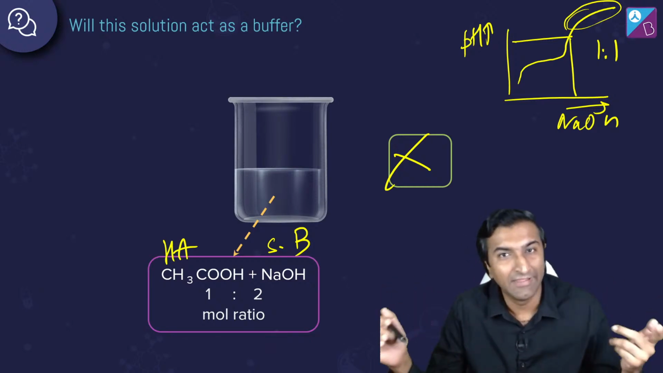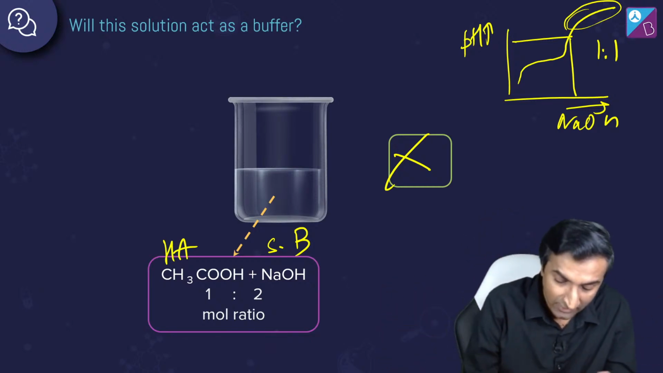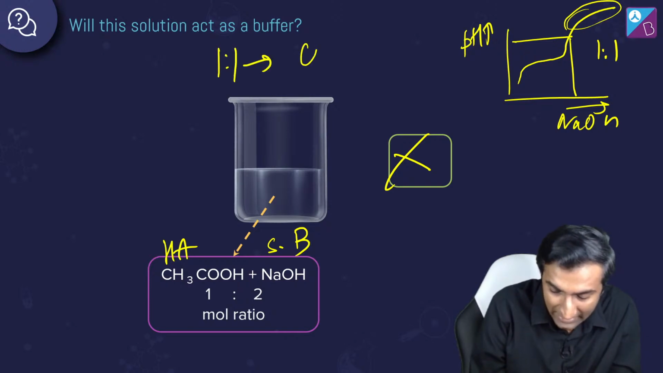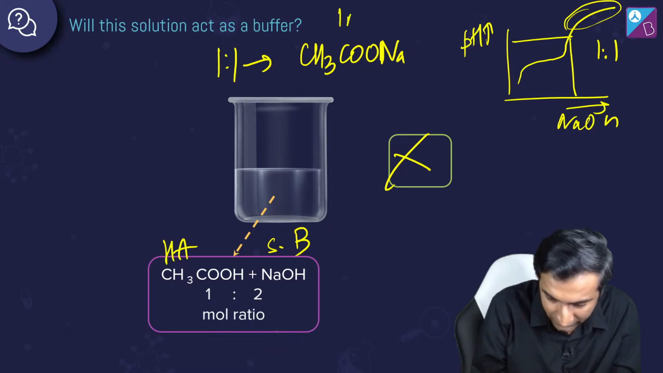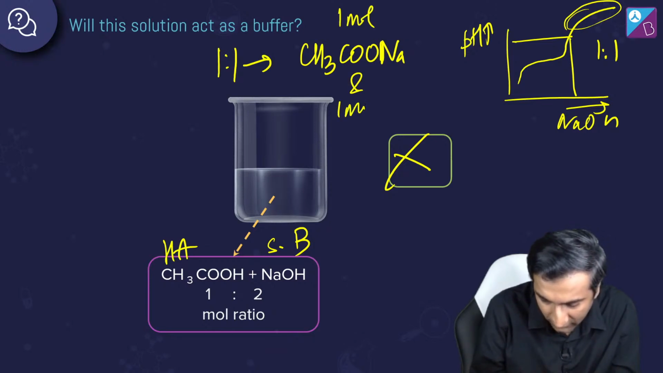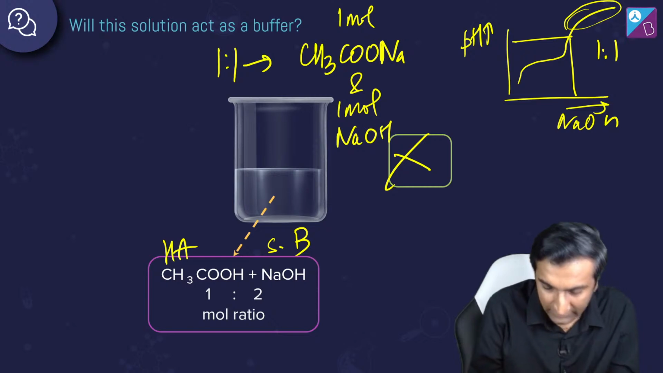ठीक है, दिमाग लगाना ही नहीं है इसमें. If you want to see the math, we can do that as well. देखो 1:1 जब रिएक्ट करेगा, then you have CH3COONa and you have say 1 mole of this and you have 1 mole of NaOH, right? ये तो बफर है ही नहीं.